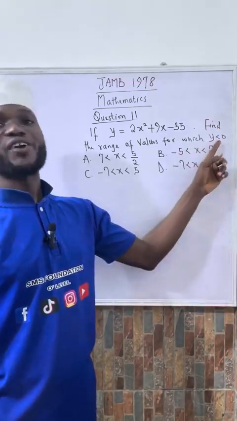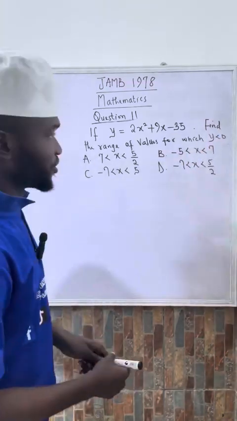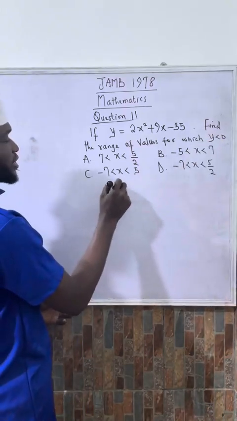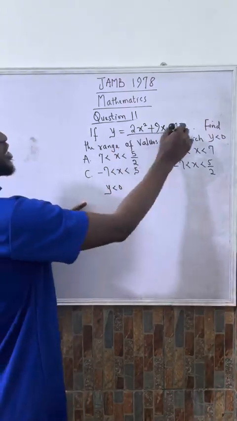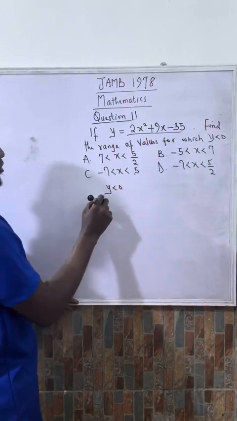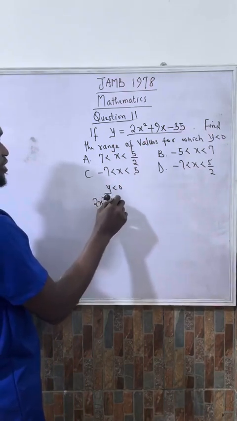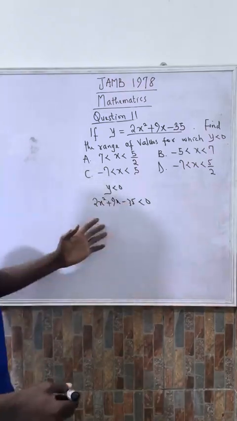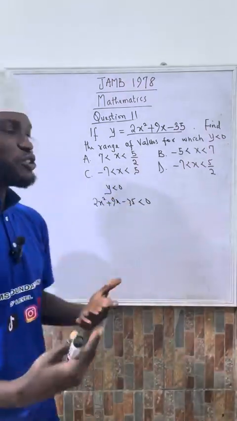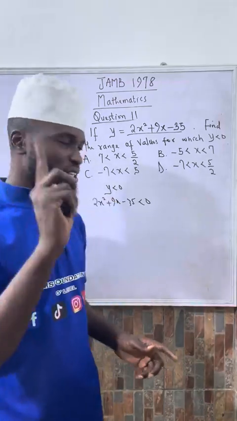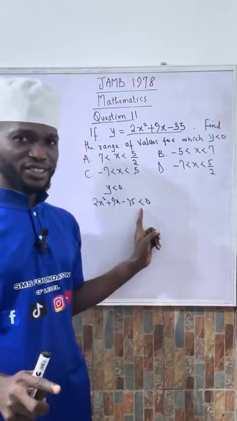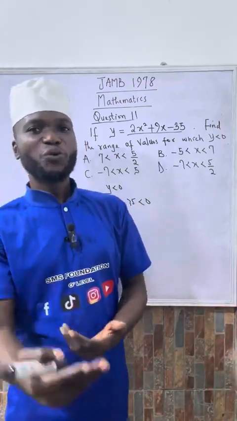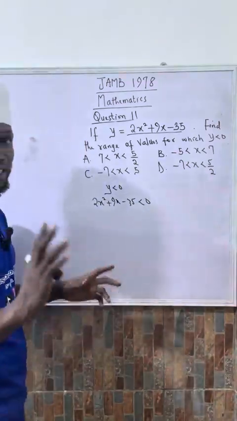We are going to use this fact to solve our question. Take, for example, we have y less than 0. My y originally is this, so I will take it as 2x squared plus 9x minus 35 to be less than 0. Now, this is not different from the way we solve a quadratic equation, only that for the inequality, we treat it in another way towards the end.